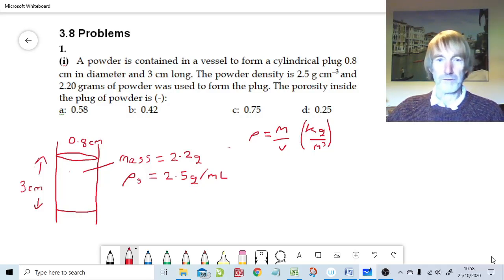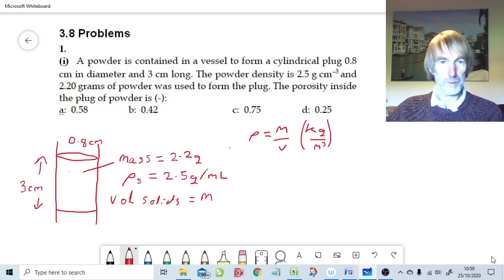So if we want the volume of this powder down here, and I know we don't, we want the volume of voids, but let's work on the volume of the powder to start with. So volume of solids, we know it's going to be the mass divided by the density.